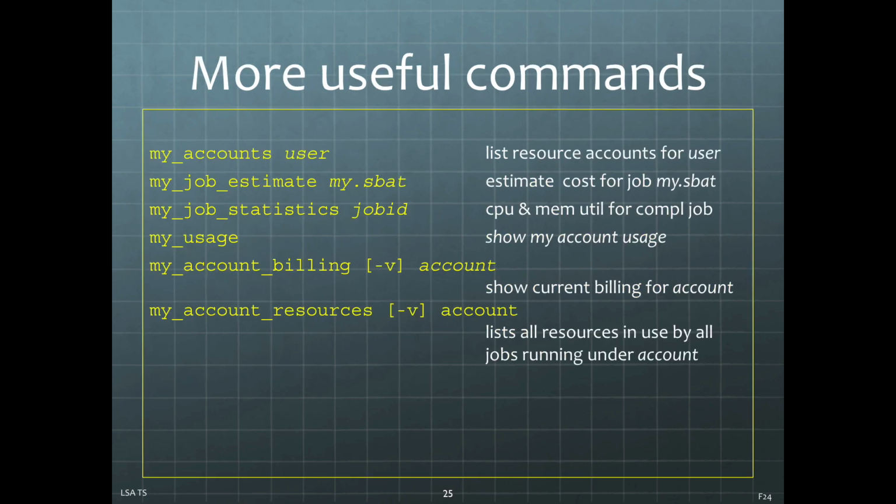I showed you some of these commands already. My accounts will show you all the users, my job estimate, my job statistics. My usage will show you how much you've spent this month. My account billing will do the same thing, and my account resources will just show you how many resources are available in that account right now if you wanted to start your job. So it's a way to see if resources are there before you start your job. If resources are not available inside your account when you submit the job, it will wait until they become available.